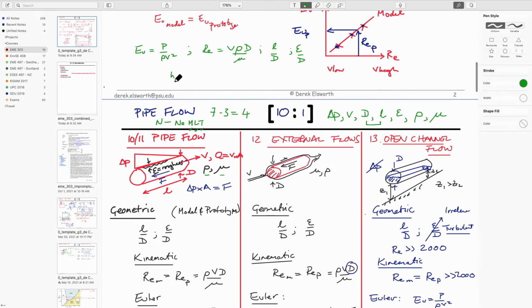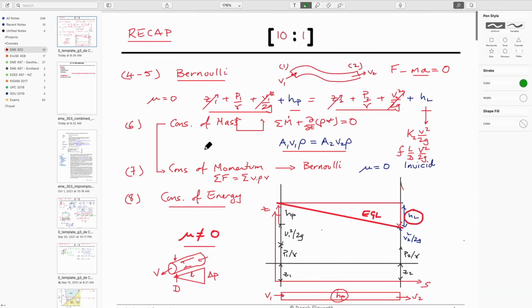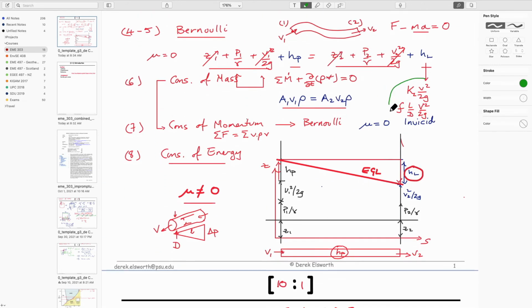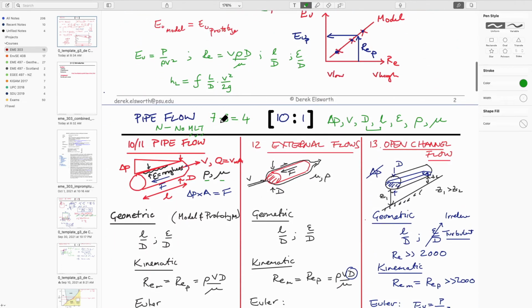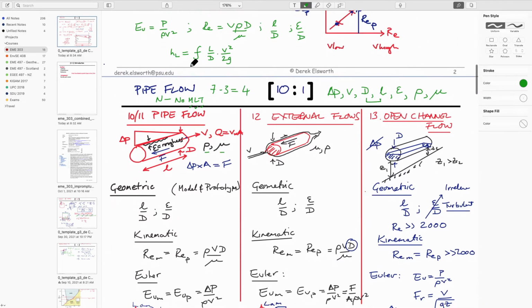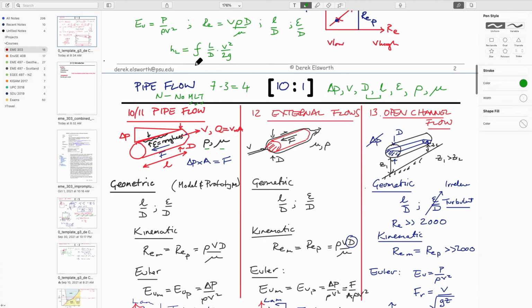So to cut a long story short, we'll find out that the head drop along a system, the head loss, is equal to a non-dimensional term, a friction factor, multiplied by length over diameter times v squared over 2g. If we go back to the top, I'll come back to it, but this is exactly what we wrote here. And so the essence of what we'll do with pipe flow is to figure out exactly what this friction factor is. So the one question we might have is, what is this friction factor?